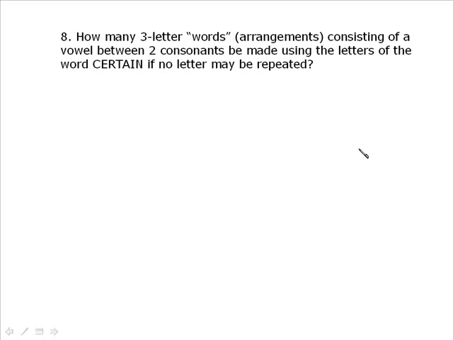This one has a restriction because it has to be from the word certain. And if we were to put in more information, the vowel has to be between two consonants. So consonant, vowel, consonant. Has to be that way. And in this word certain, we have 1, 2, 3, 4 consonants. So we have a choice of 4 consonants for that one. I'm going to go right to the end and finish off the consonants.